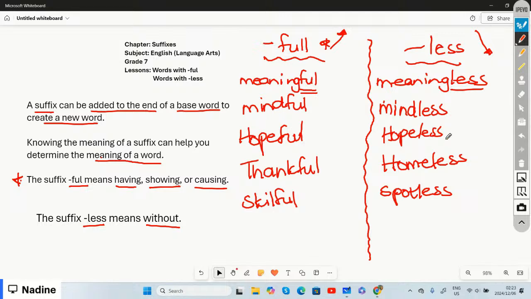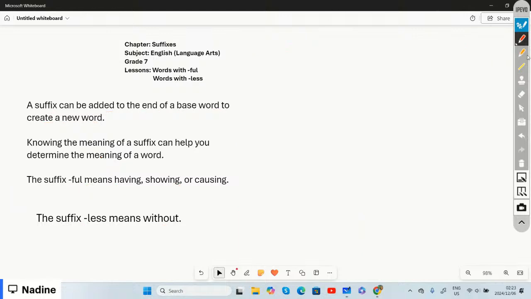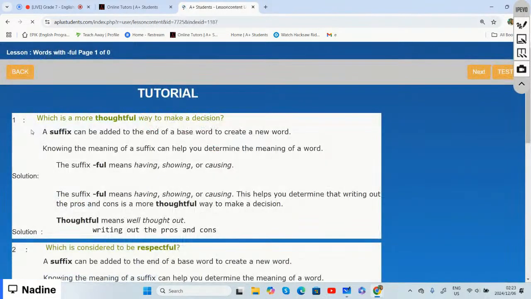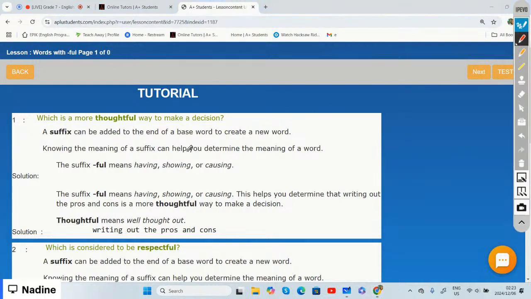All right. So now we're going to aplusstudents.ca, and we're going to do our chapter on suffixes, and we're going to first focus on words with full. So we're first going to focus on words with full. And remember we said full means having, it means showing, or it means causing.